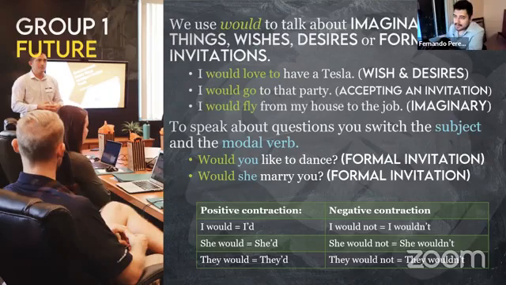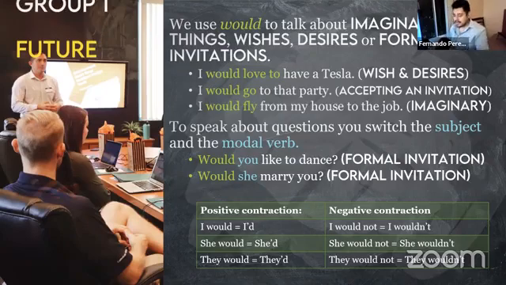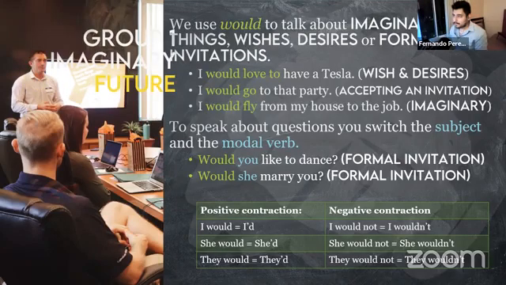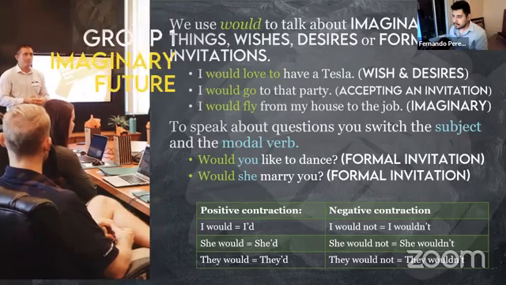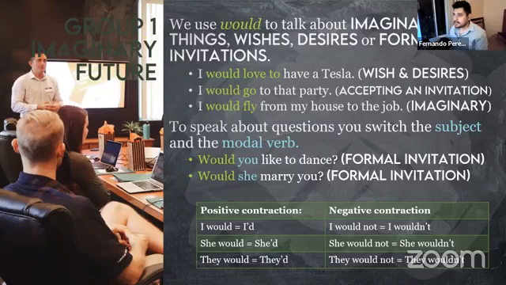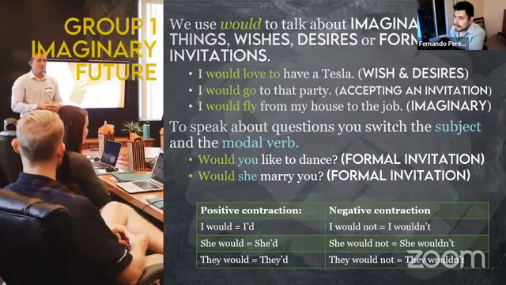So please observe the three examples. Thank you very much, Hector. The three examples that you have here are for an imaginary future. Observe that we are talking about an imaginary future. We are talking in this moment about a future that is possible, probable, or impossible. For example, idea number one, I would love to have a Tesla. This is kind of a wish, a desire. In the future, probably I will have a Tesla, but in this moment, I don't have a Tesla. So this is a combination of present and future.